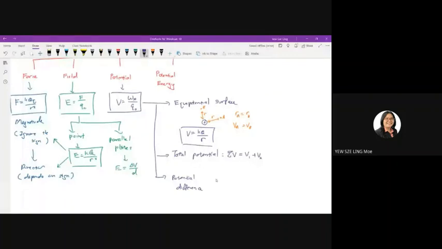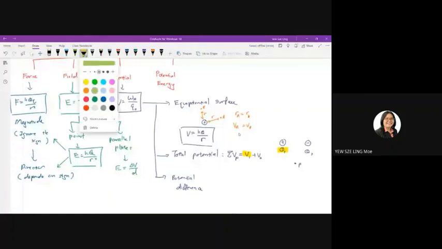So let's see potential difference versus total potential. For total potential, you have a charge Q1, and then you have a charge Q2 right here. Let's say this is point P. You want to calculate the total potential at point P: you calculate the potential coming from charge 1, and then the potential coming from charge 2, and then you add them up. That is how you calculate total potential.